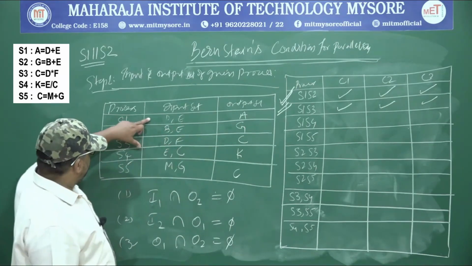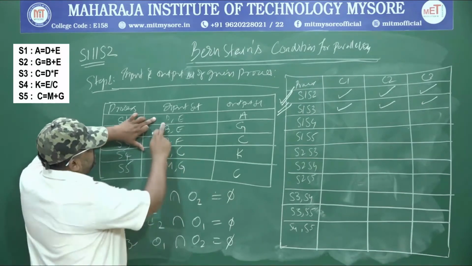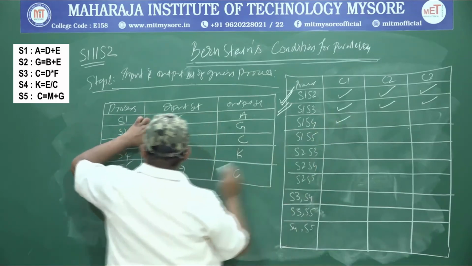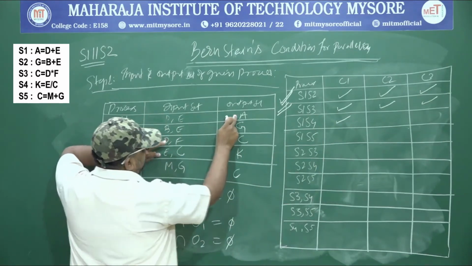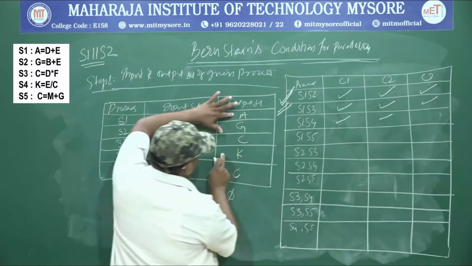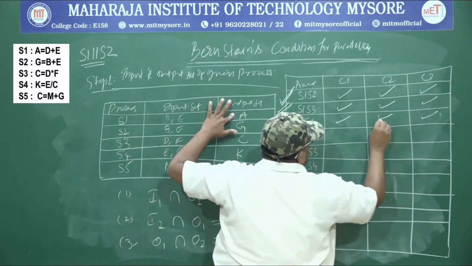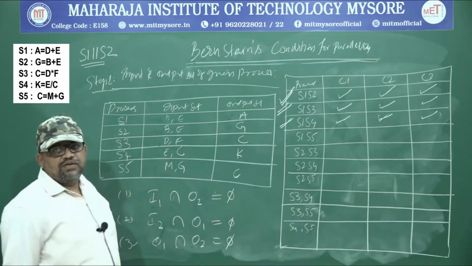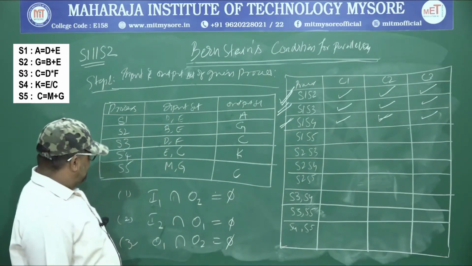Similarly, go for S1 and S4. 1 and 4 input is BE, the output is K. Anything common? No. Then again EC and A, no. A and K, no. So this condition is satisfied. So I can simply say that S1 and S4 can be executed parallelly, right?